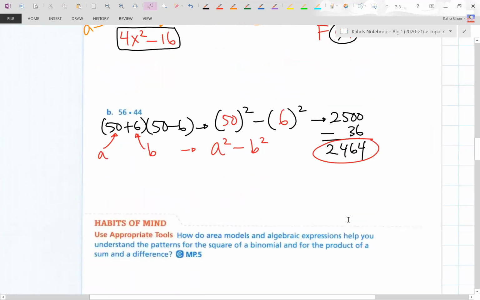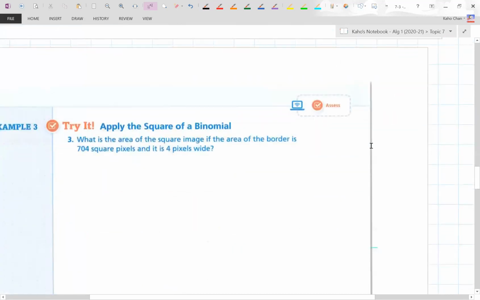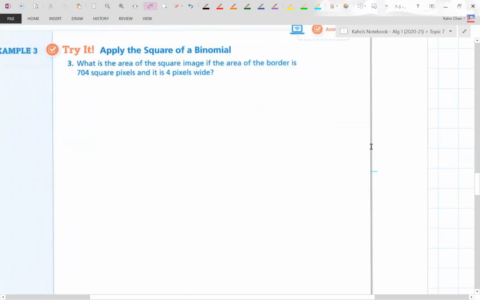Yay. We're going to skip the bottom here. Let's jump to the next page. All right. I'm going to set this up and not actually finish the whole thing. Or maybe I will. I don't know.